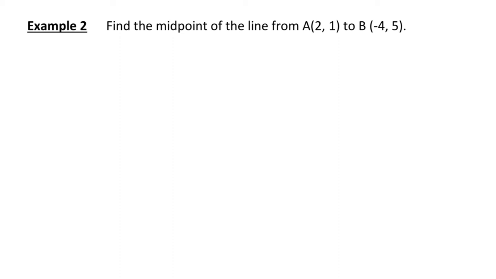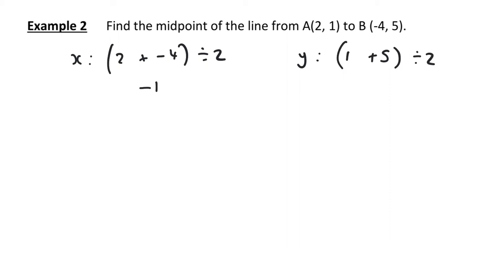So find the midpoint of 2, 1 and -4, 5. If we look at the x values, 2 add -4 and then divide by 2. So 2 take away 4 is -2, divided by 2 is -1. And for the y values, 1 plus 5 divided by 2 gives us 6 divided by 2, which is 3. So the midpoint is -1, 3.